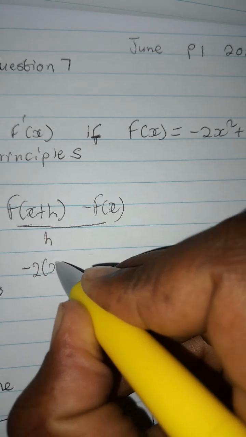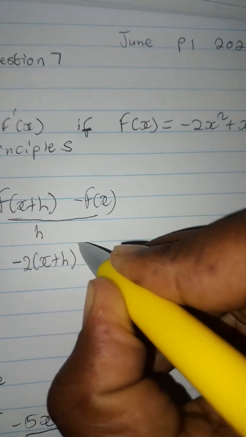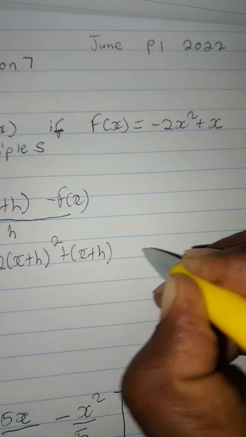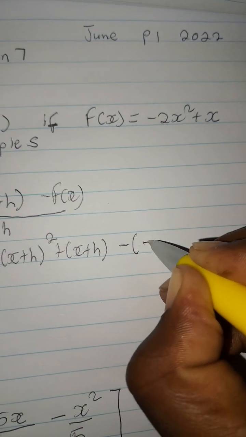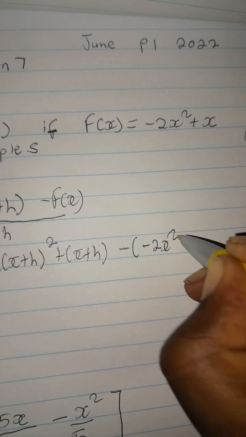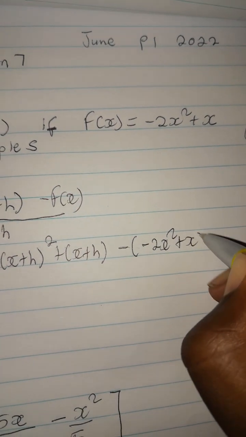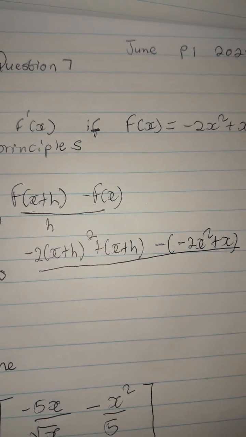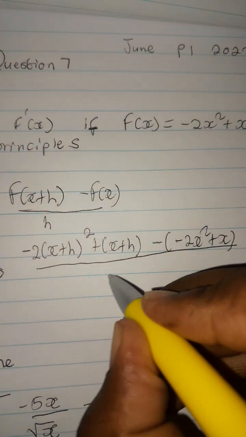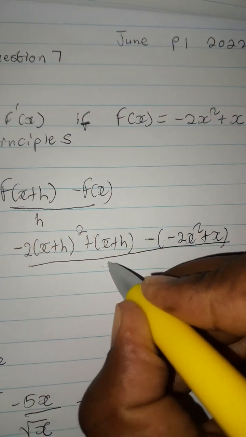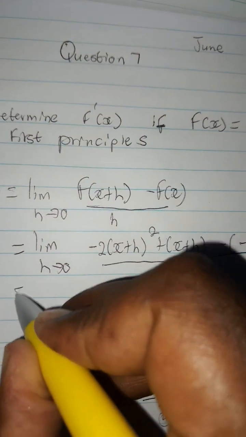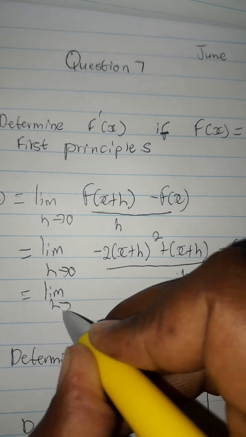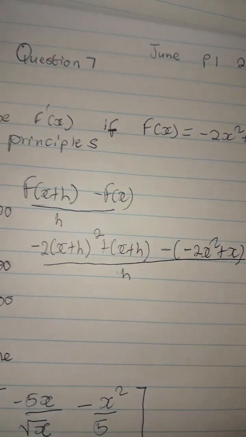Where we see x, replace it by x plus h: negative 2 times (x plus h) squared plus (x plus h), minus the given function, which is negative 2x squared plus x. Don't forget that when you're substituting f(x plus h), wherever there is x, replace it by x plus h. The limit as h approaches 0.